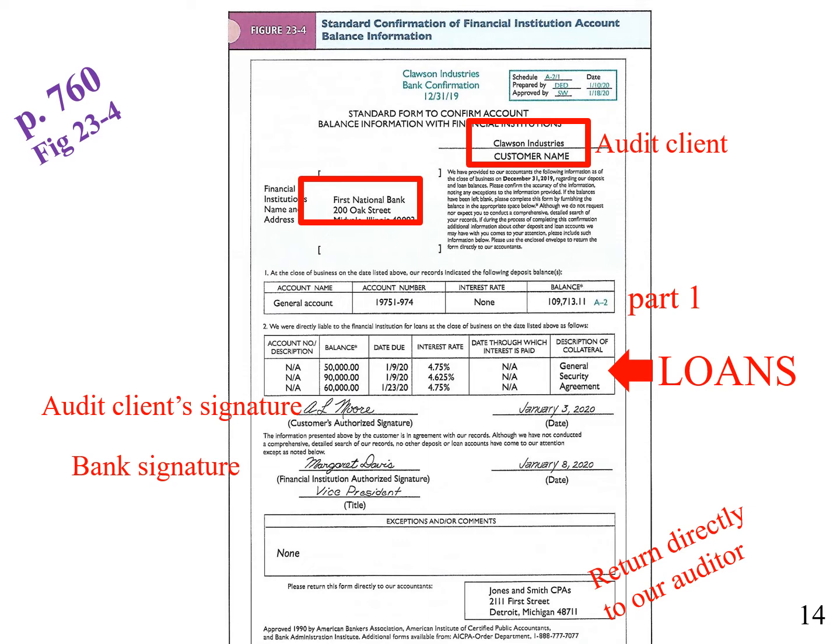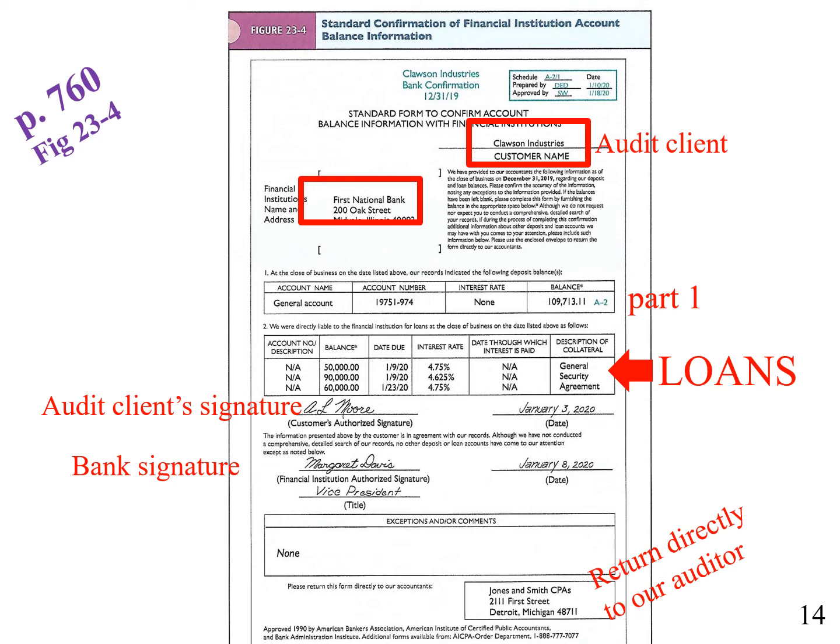Bank confirmation, we want to look at it. You will see this confirmation is for the client's name, Clausen Industries. They bank with First National Bank. Part 1 is the general information about the balances in the accounts. I'm not really that worried about that. I'm going to have those on the bank cutoff statement, but I'm worried about Part 2, the loans.